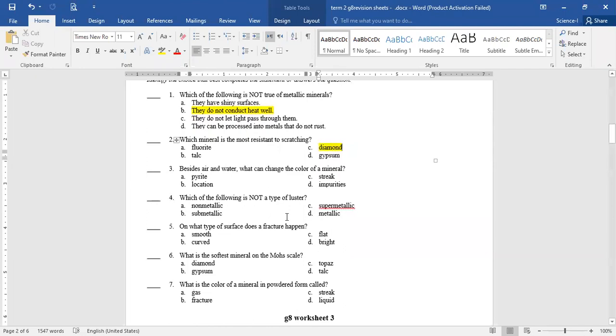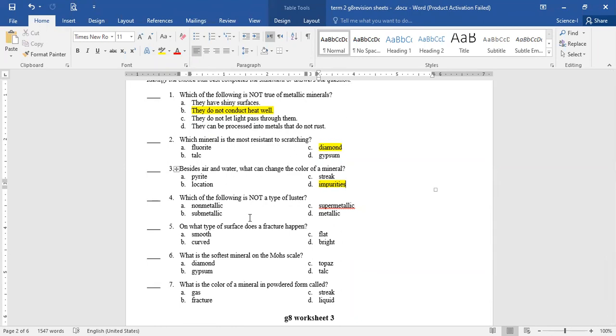Good. Besides air and water, what can change the color of a mineral? Yes, Khadija? The impurities, which means the different kinds of matter that could be involved or mixed with the structure of the mineral. So it will cause a change in its color.